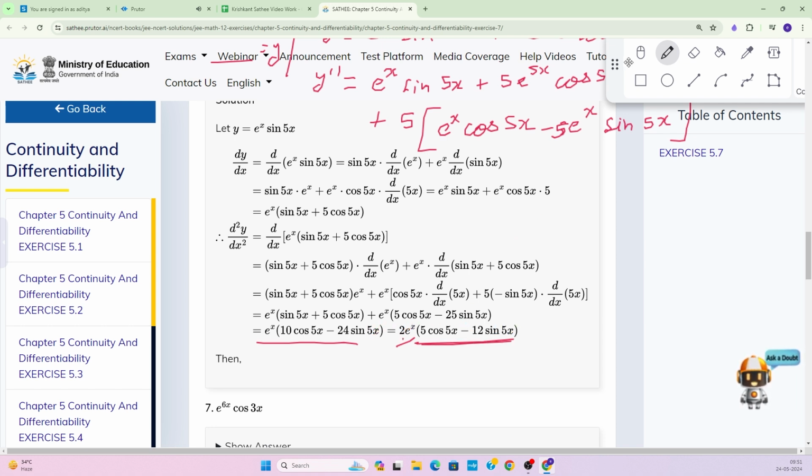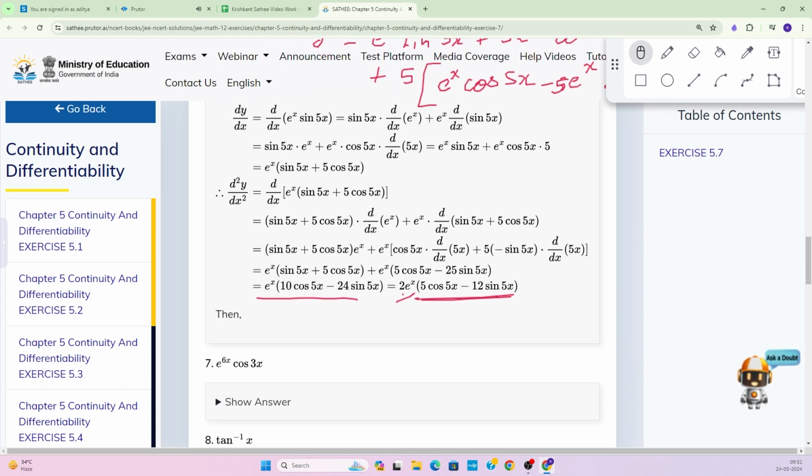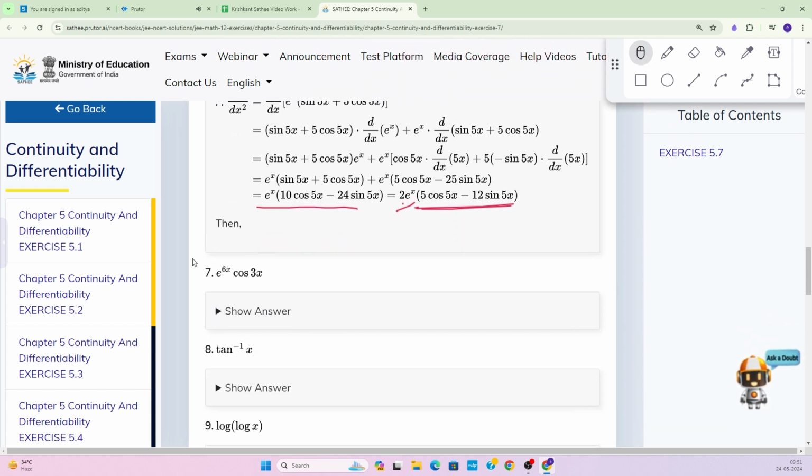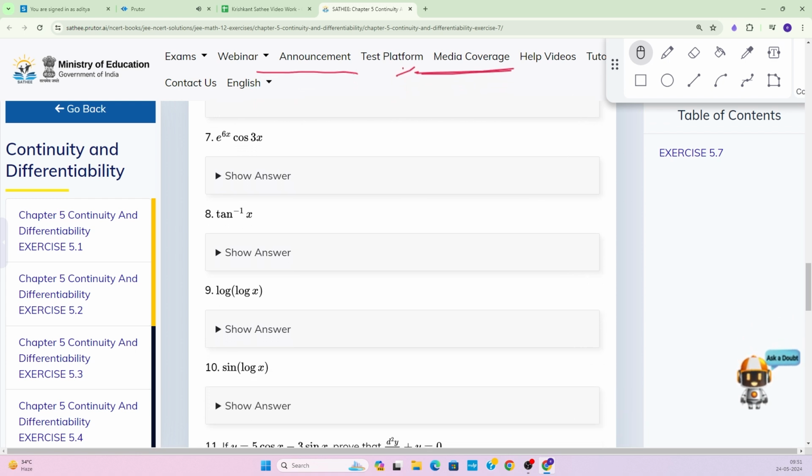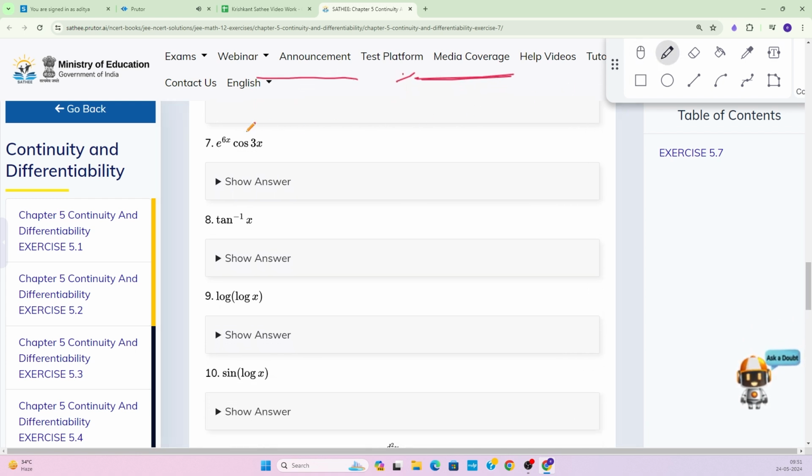I hope that it is clear. Okay, let us move to the next problem, problem number 7. So problem 7, take this as y. Now differentiate it.